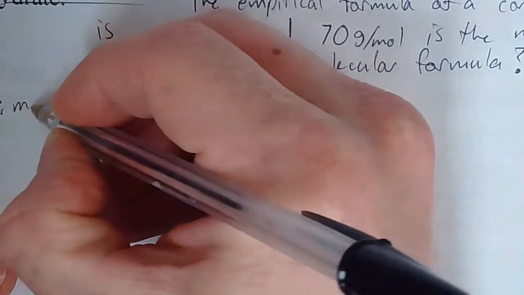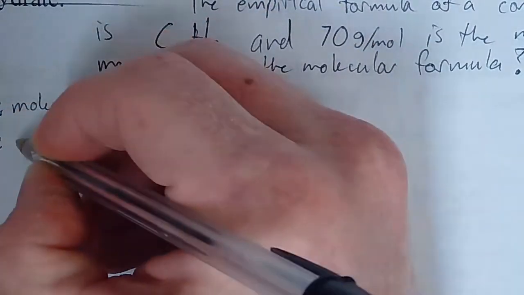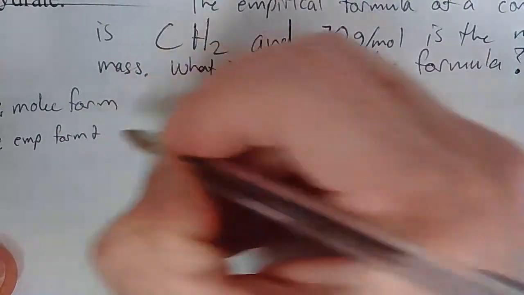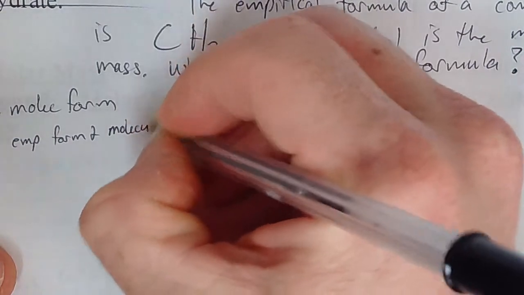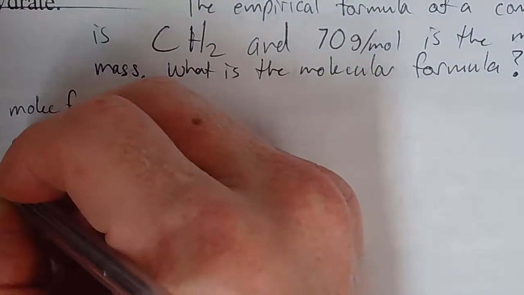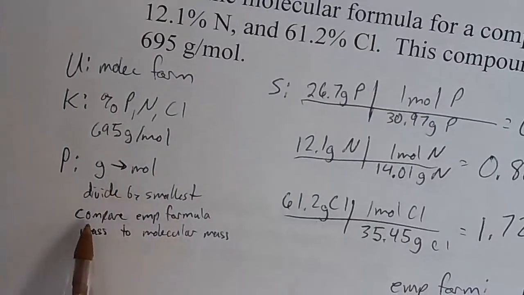The unknown is the molecular formula again. The known, we know the empirical formula. And we know the molecular mass. And then the plan, the only part of the plan that we're going to need now, since we already have the empirical formula, so we're going to compare the empirical formula mass to the molecular mass.